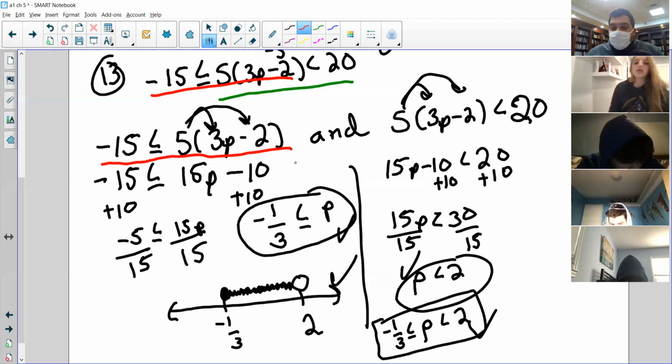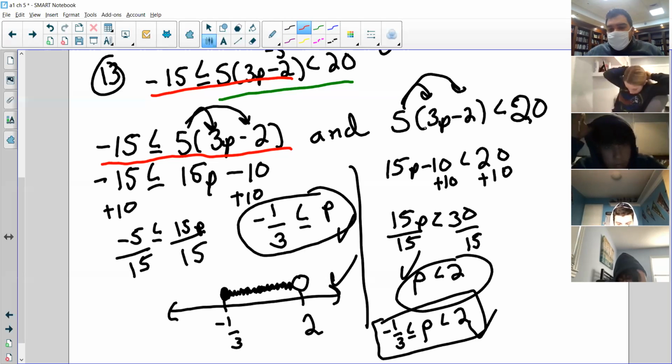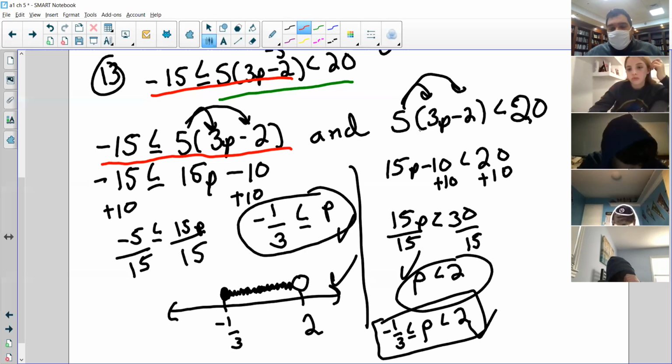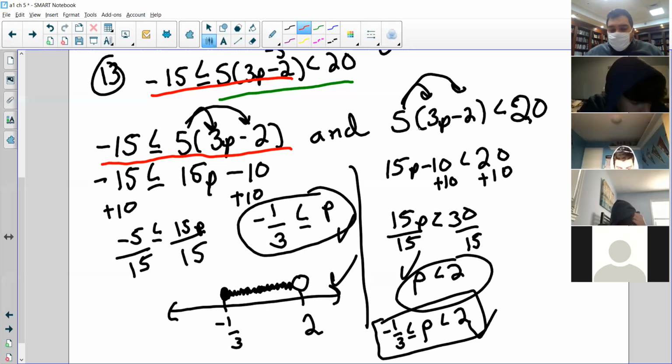Any other questions on these, the and/or statements? Can you distribute first, or do you have to split first? I would split first before doing anything, just to avoid problems. Why though? You could distribute first, and then you could have 15P minus 10 and then split it. It's the same way, like I always move the smaller X. It's just my way to do it. You don't have to do it like that, but it's suggested at least.